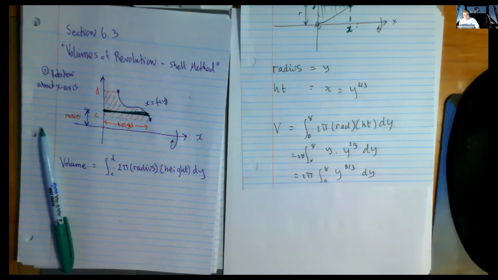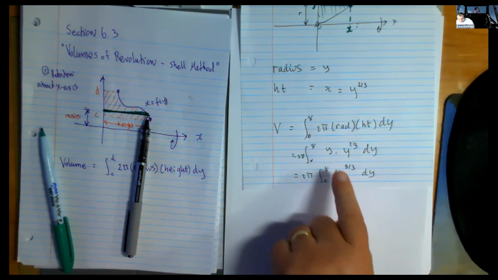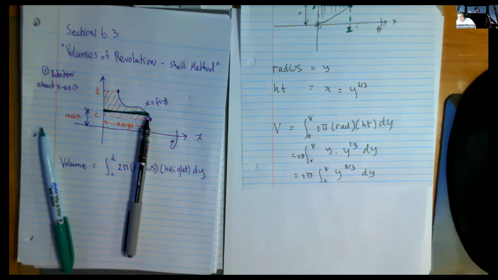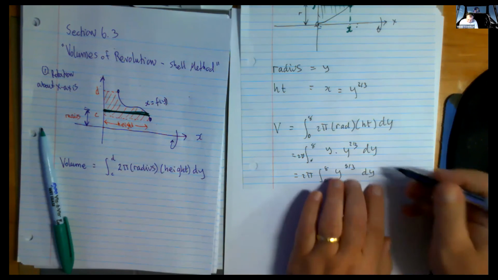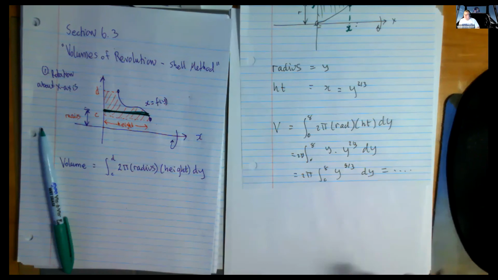What did I just do there? How did I get from here to here? You multiplied y by y to the 2/3 power. And so I just added the powers together and got 5/3. Yep. And the reason I did that is so I could use a power rule, right? So it's going to be an ugly fraction, but can I do a dot, dot, dot now?